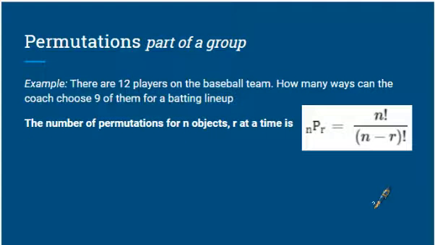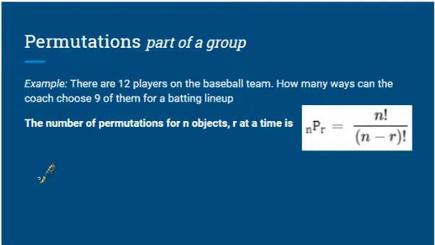Alright, what about if we take that same baseball team, and baseball teams have subs, so there's actually 12 players on the team. How many ways can I choose 9 of them for a batting lineup? I could have them in all different orders, and I have 3 subs, so I'm only picking 9 out of my 12. So this is the formula for a permutation: it would be n factorial over n minus r factorial. There are 12 objects, so 12 factorial over 12 minus 9 factorial, because I'm picking 9 at a time.